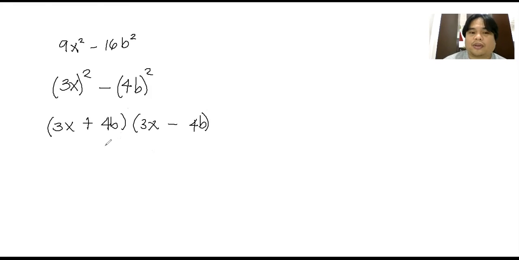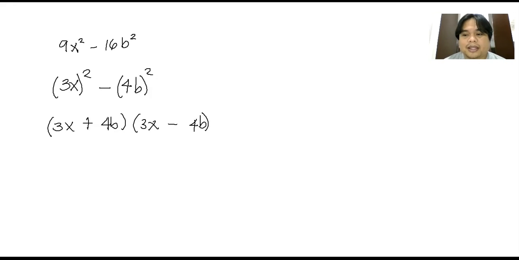Okay? You have to remember this. The operation varies. If you place plus here, then the second factor becomes minus. Or if this is minus, the second factor is plus. You can't have both plus or both minus, okay? It has to be plus and minus.